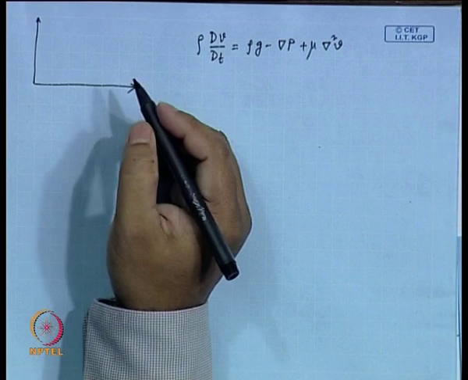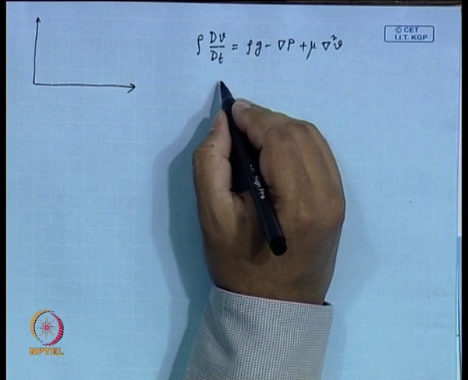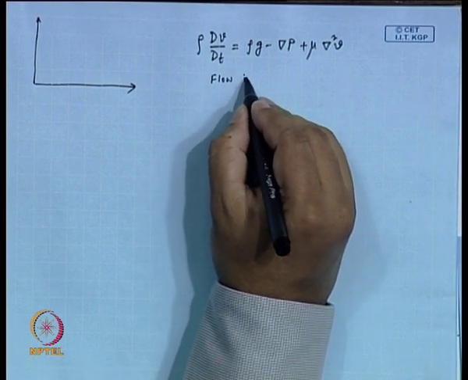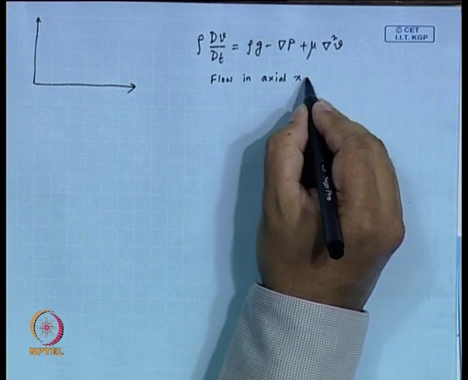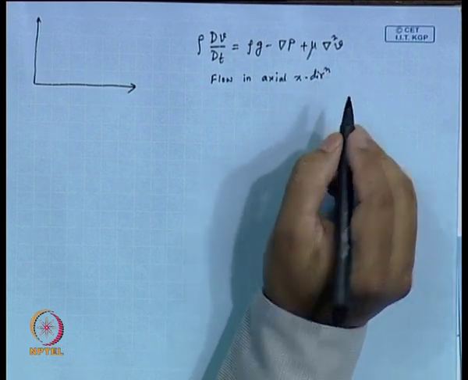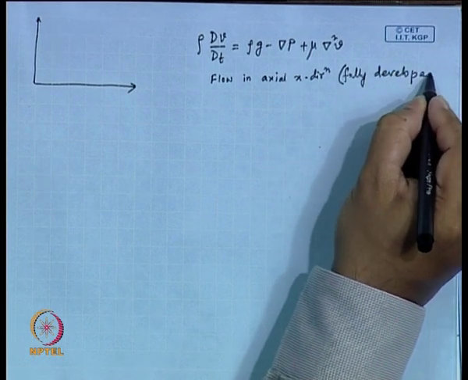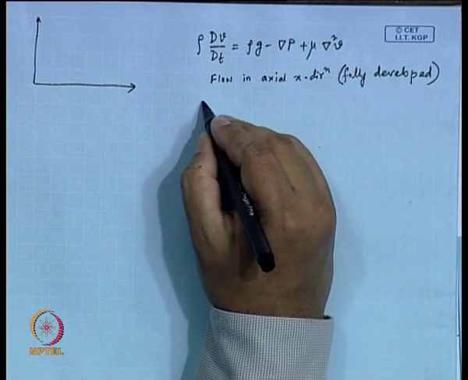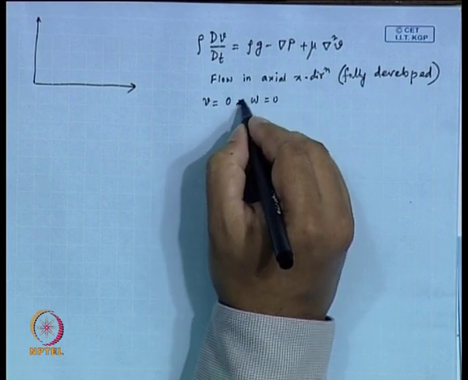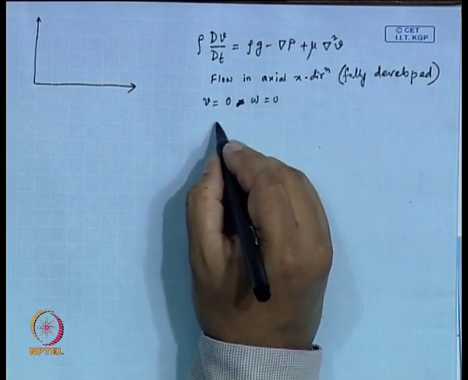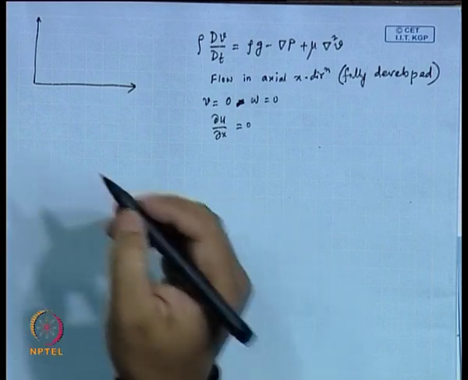Now, what I want to solve here is flow in the axial x direction, which is fully developed. The other components v is equal to 0 and w is equal to 0, and del u by del x is equal to 0. What is x and what is v, that we need to point out.